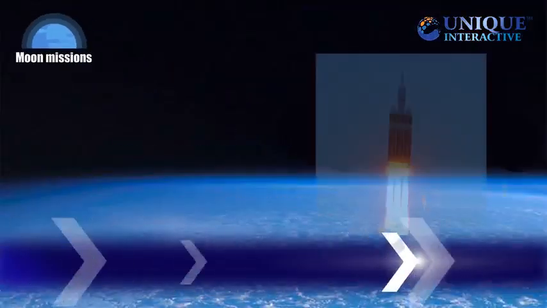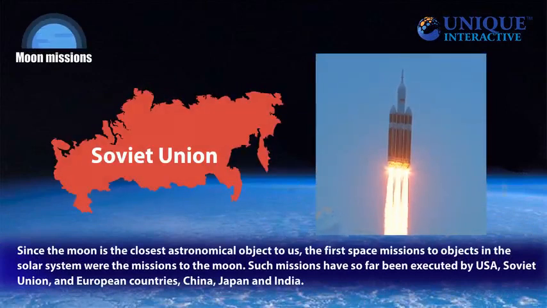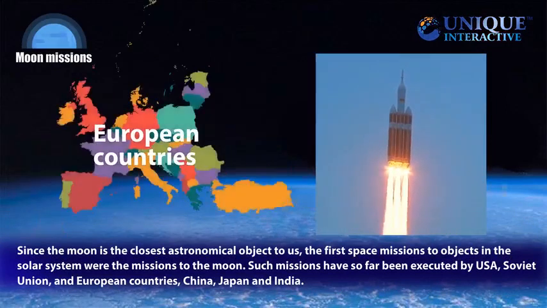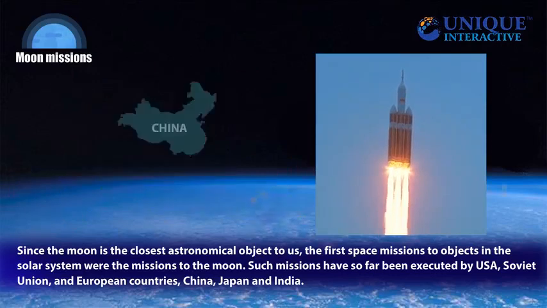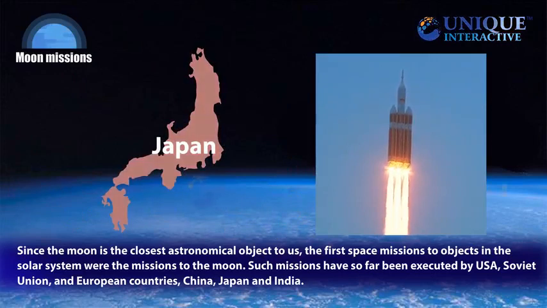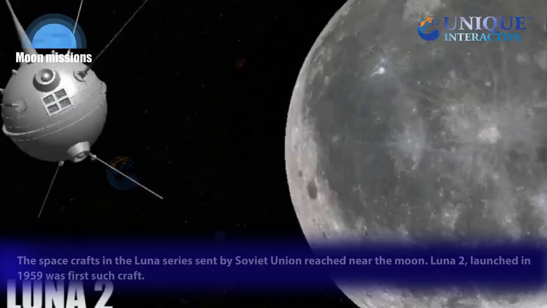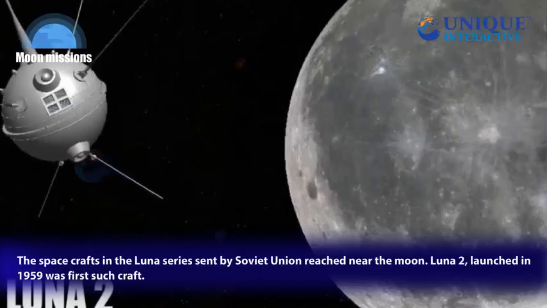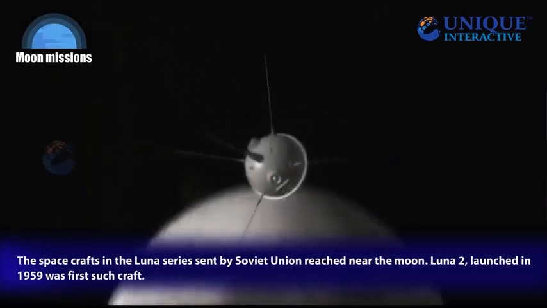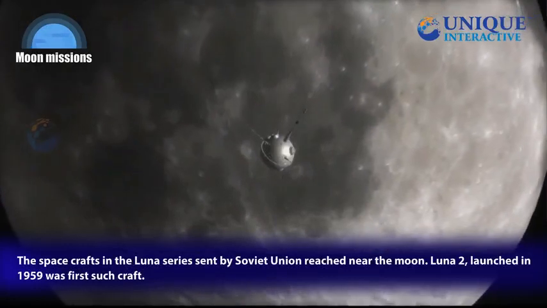Moon missions. Since the moon is the closest astronomical object to us, the first space missions to objects in the solar system were the missions to the moon. Such missions have so far been executed by USA, Soviet Union and European countries, China, Japan and India. The spacecrafts in the Luna series sent by Soviet Union reached near the moon. Luna 2, launched in 1959, was the first such craft.